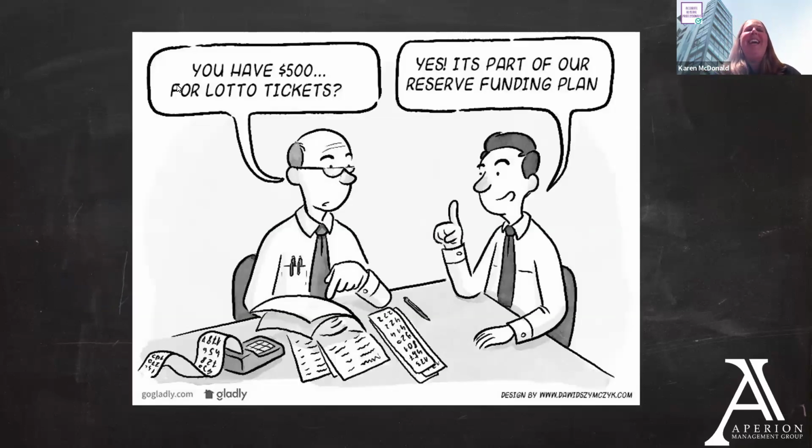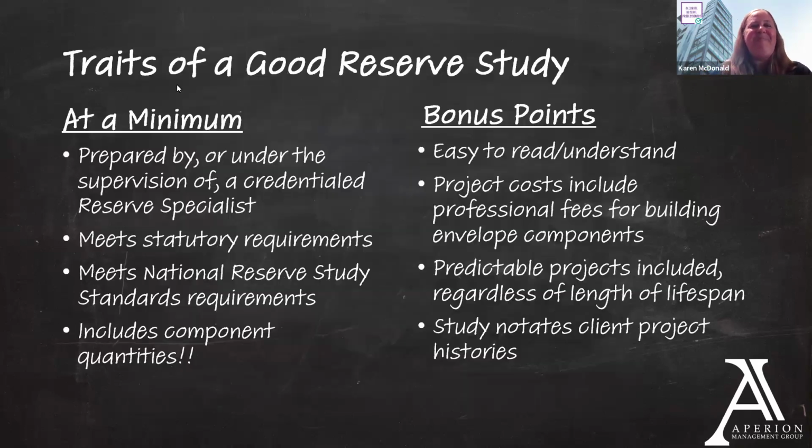Here's another funny one today. So he says, you have $500 for lotto tickets? And he says, yes, it's part of our reserve funding plan. Please don't ever tell me that your association is using lotto tickets to fund its reserves, because we might need to have a conversation about that. Probably not a reliable way of funding.